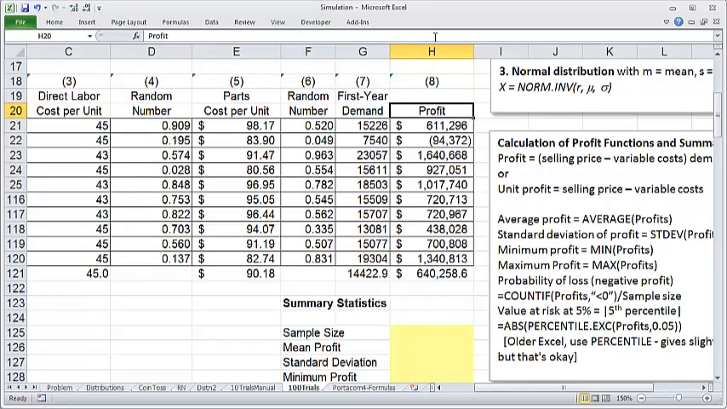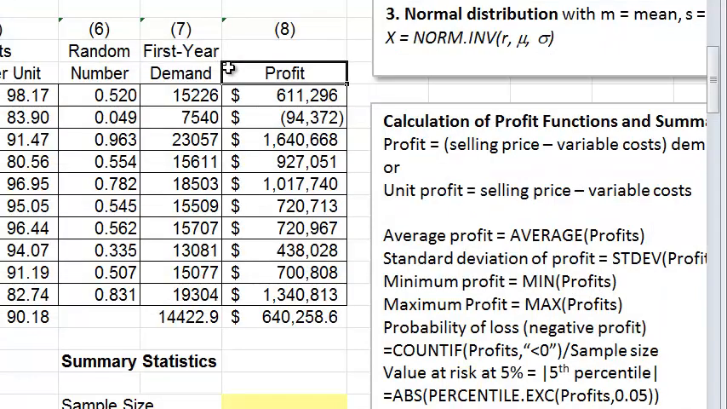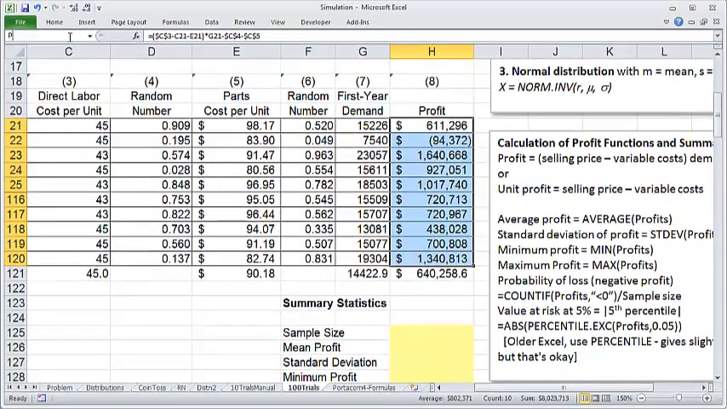Since we'll be referring to this profit column several times, for convenience, we're going to give this whole column a name. There are several ways to give a cell range a name. Here's one way. So choose the entire column of cells and go over here to the name box and then just type profit and then hit enter. So now I have named it. In the name box, I could see it. If I select that name, it highlights the cells that are named profit.